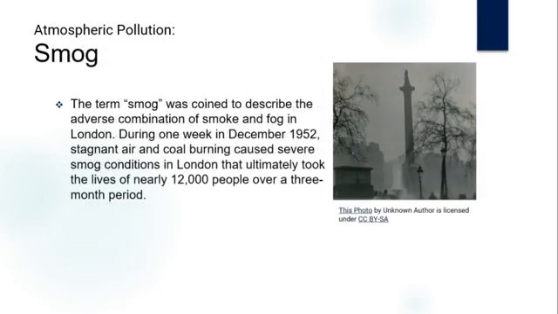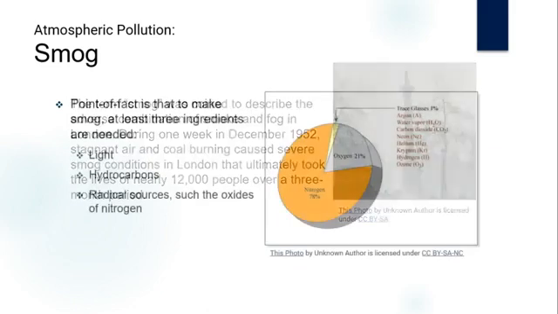Now, another part of atmospheric pollution is smog. The term smog was coined to describe the adverse combination of smoke and fog in London during one week of December 1952, where stagnant air and coal burning caused severe smog conditions in London that ultimately took the lives of 12,000 people over a 3-month period.